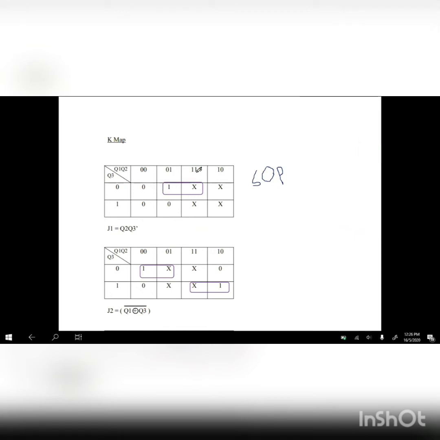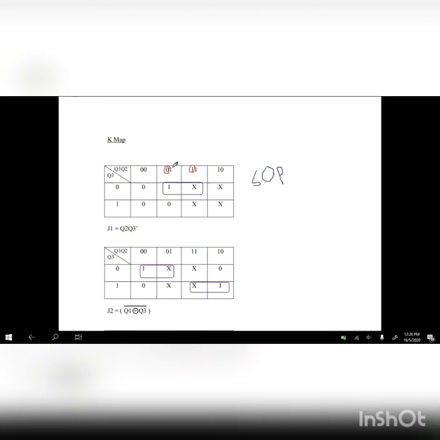Okay. Well, in this K-map, we're going to build the equation for J1. Let's see how we do that. First is 0 and 1. We look at the left side, 0 and 1. So Q1 is on the left side. 0 and 1 means we don't write Q1 here.